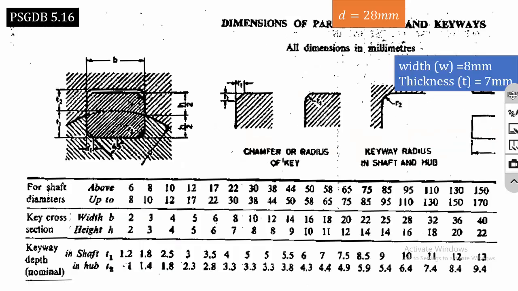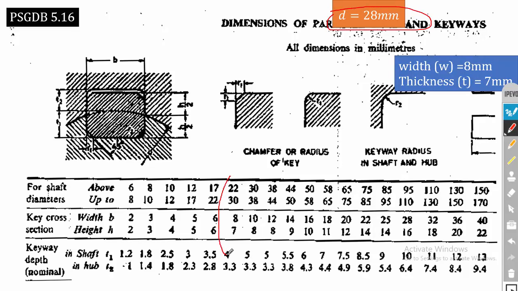After selecting the dimensions, select the key size. The shaft diameter is 28 mm. So for 28 mm, the key size is 8 and 7 mm. So W is 8, T is 7 mm.